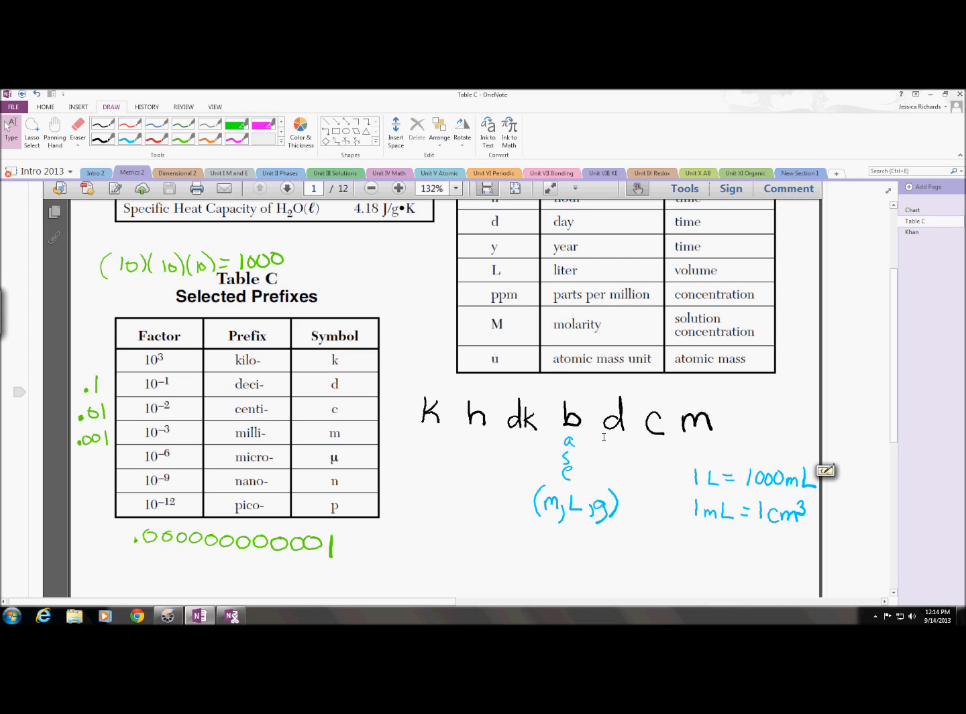And I would definitely make sure that you have your King Hector's Duck bit Dave Carlson's mother added to your reference tables. Okay, that's it for this lesson.